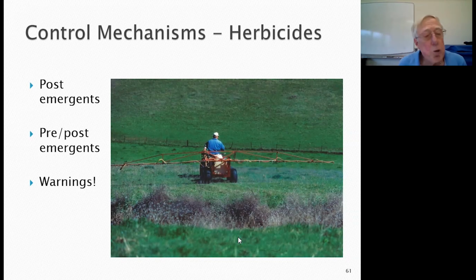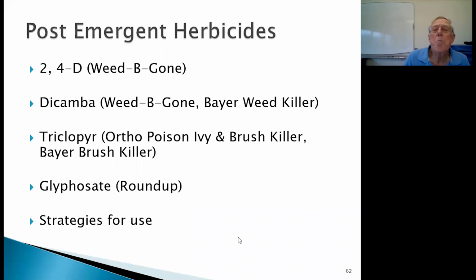Okay. So there are a couple of chemicals that can be used. And there are post-emergents, and then there are pre-post-emergents. We're going to talk about those, and we're going to talk about some warnings as well. So these are post-emergent herbicides, and there are 2 basic types.